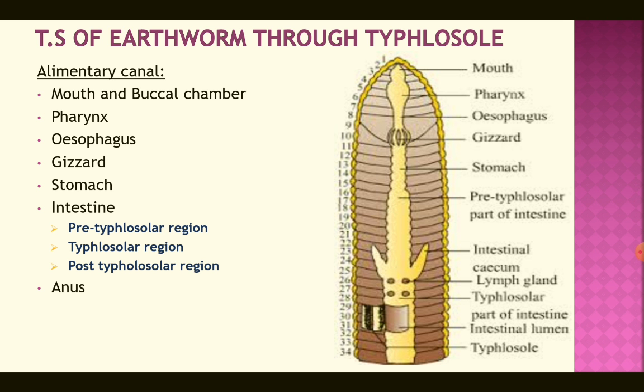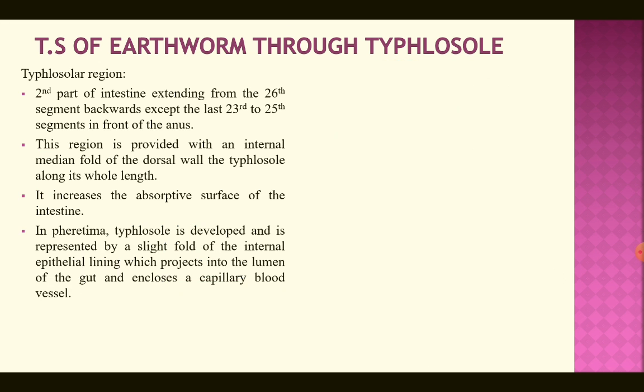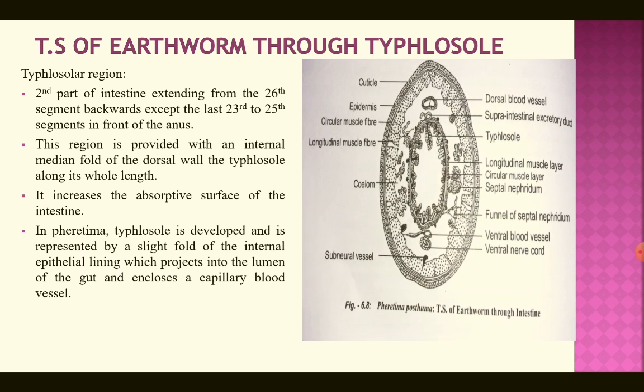Now looking at this midgut, a slide which passes through the typhlosole, this is how it looks here. The diagram I have taken from a book, Invertebrates by Kotpal, and this is how it will be seen in the slide. Since it is a TS, it is quite obvious that you will have the section of the body wall also. So here you find the cuticle, the epidermis, then a band of circular muscles followed by longitudinal muscles, and you will see the coelom.